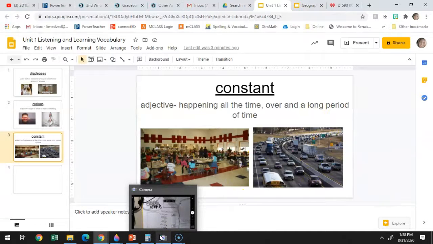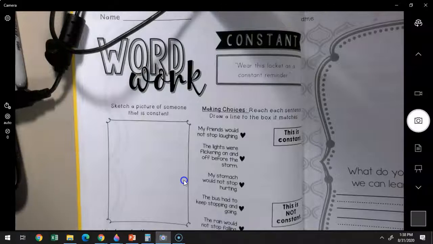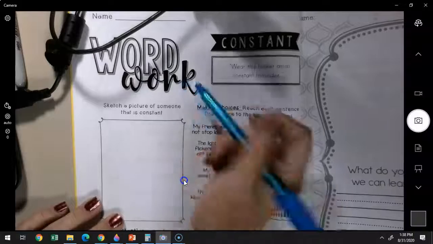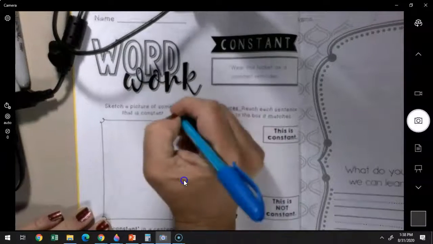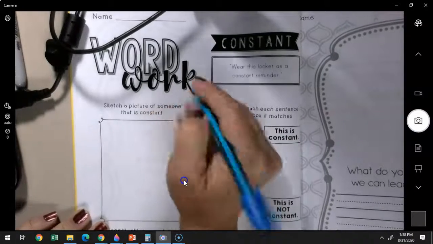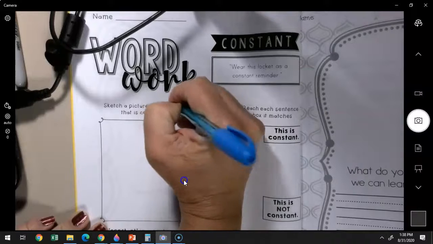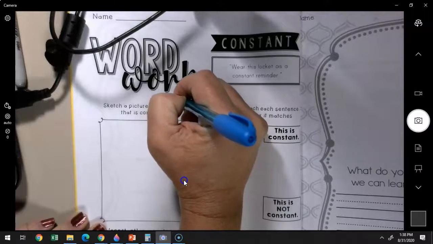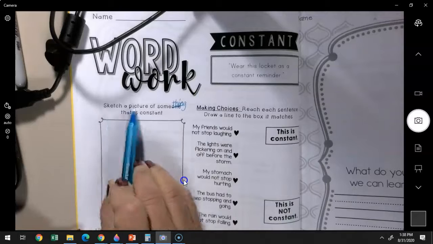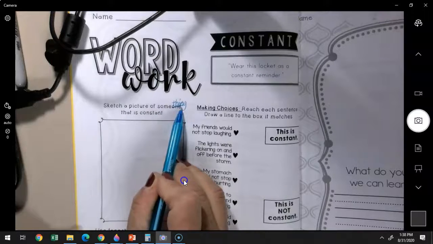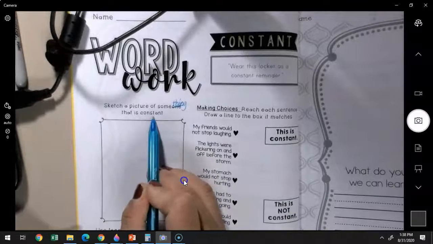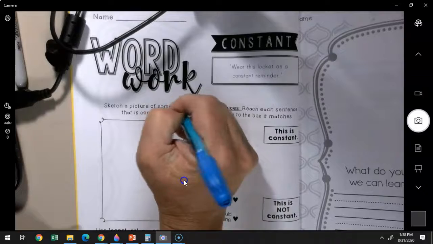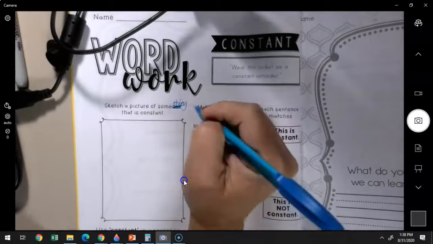So when we look here, I think this is a typo, just like Miss Medved just had one. Instead of someone, I want you to think of something, just like we just did, the constant noise. Sketch a picture of something that is constant. So go ahead and cross out one and write thing above it.